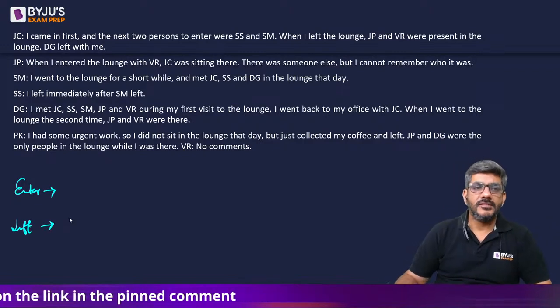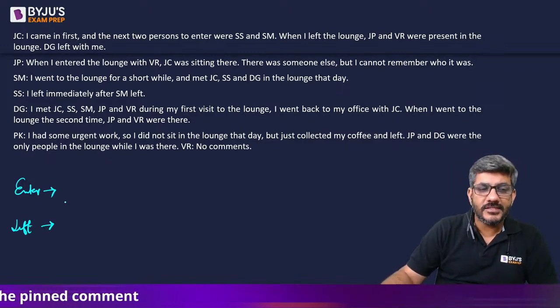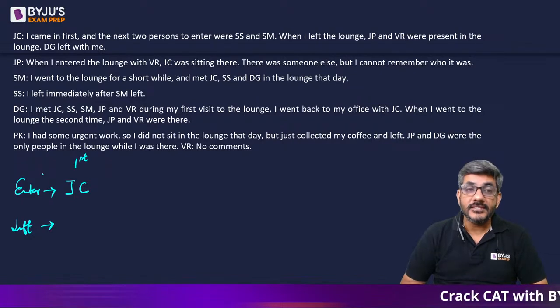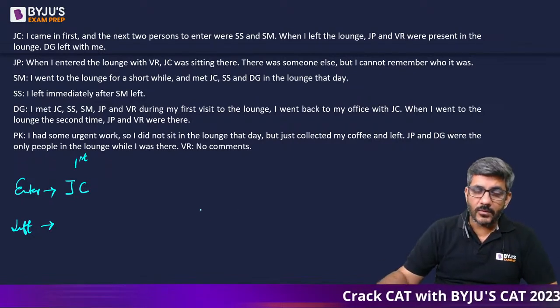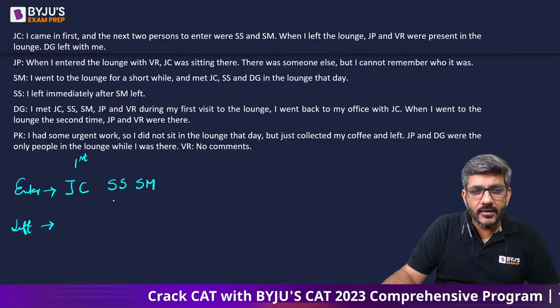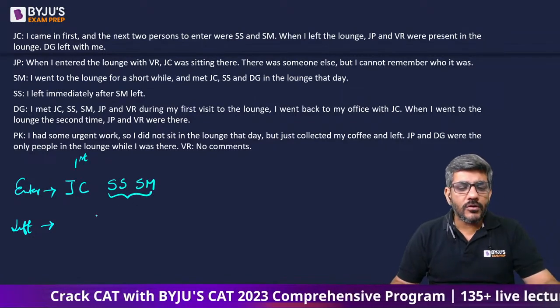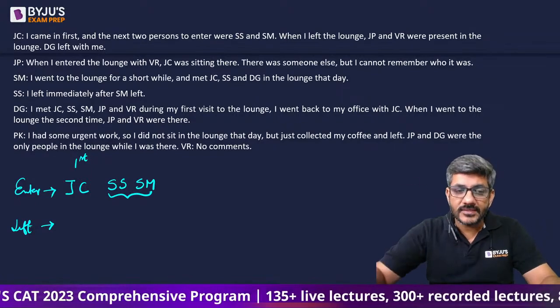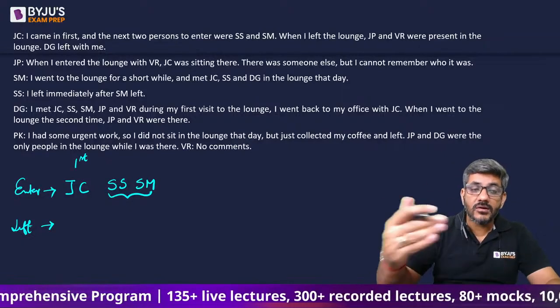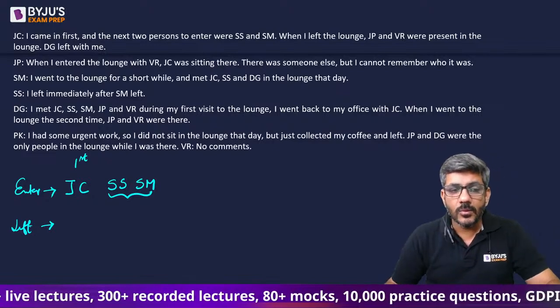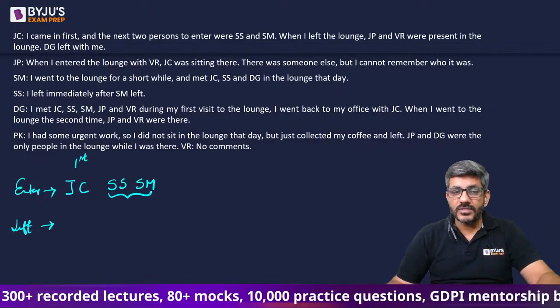ठीक है. फर्स्ट, I came in first, JC says. So JC is the first person to enter. And the next two persons to enter were SS and SM. I do not know what is the order of them. I mean, it is not necessary कि पहले SS आया होगा फिर SM. ये भी जरूरी नहीं है पहले SM आया होगा फिर SS. I do not know the order, but in any order, the next two people to enter were SS and SM. ये भी उसने बता दिया है.